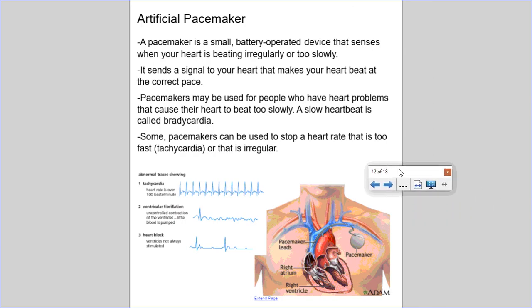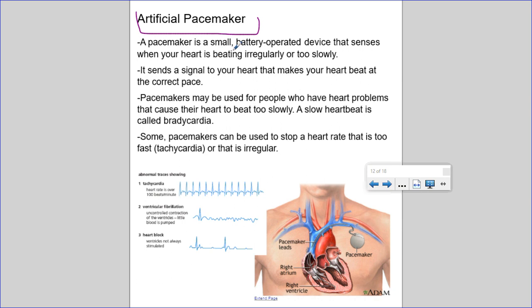Now, the cardiac cycle is something that is rhythmic. It is always occurring. And so sometimes things can go wrong. The rhythmic control of that cardiac cycle can be interrupted, or it can be too fast, or too slow. And so sometimes interventions are needed to moderate that cardiac cycle. So this is where artificial pacemakers come into play.